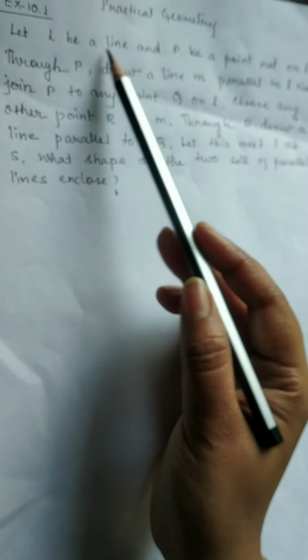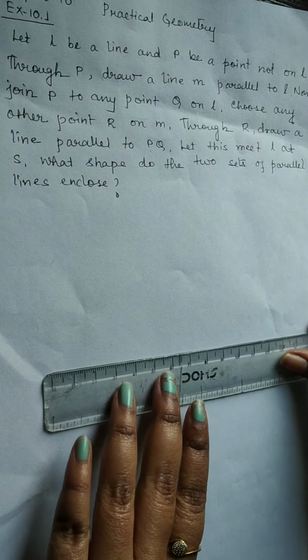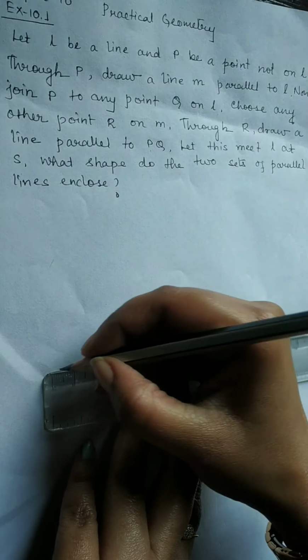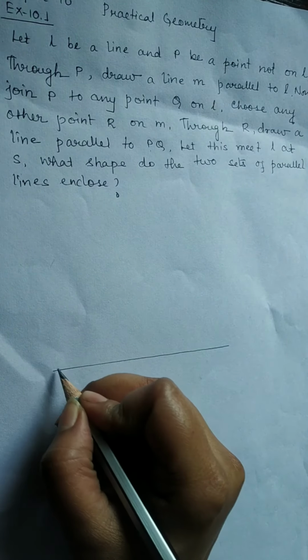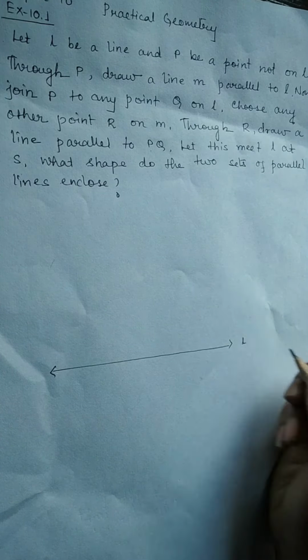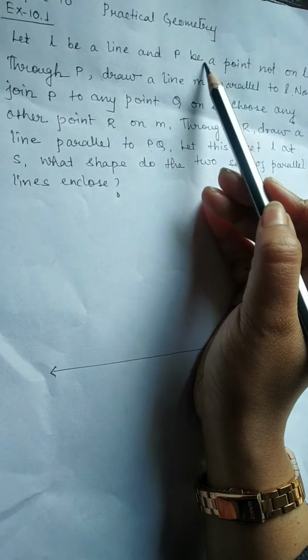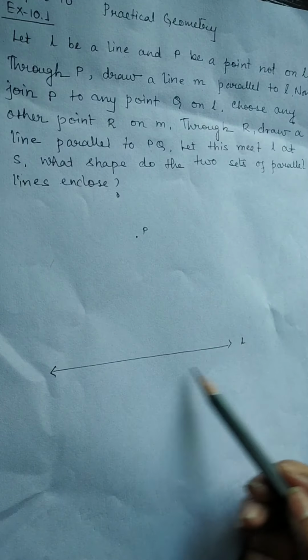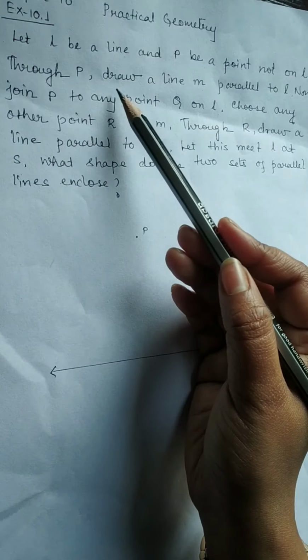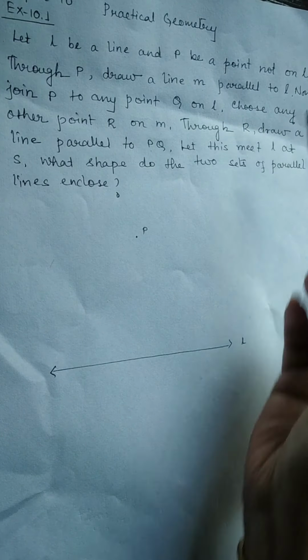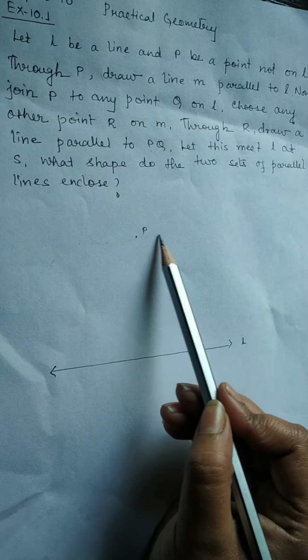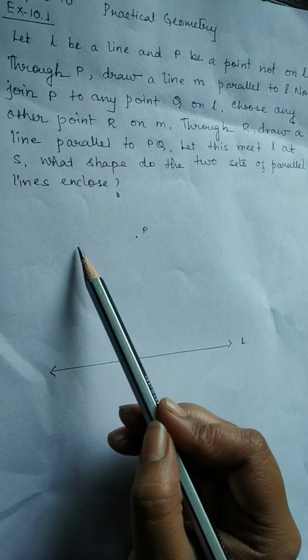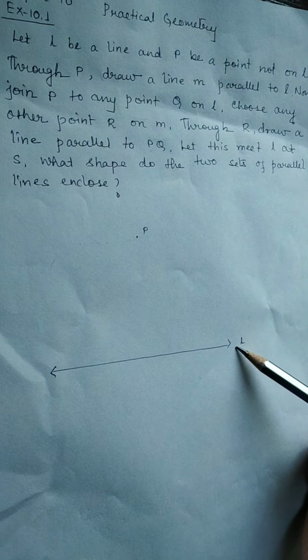At first we need to take a line, and since measurement is not given, we can take any measurement, okay? Suppose this is line L. Now P be a point not on L. So let's take P over here. So this P is a point which is not on this line. Through P, draw a line M parallel to L. So through P we will have to draw parallel line M. We'll draw a line M which is parallel to L.